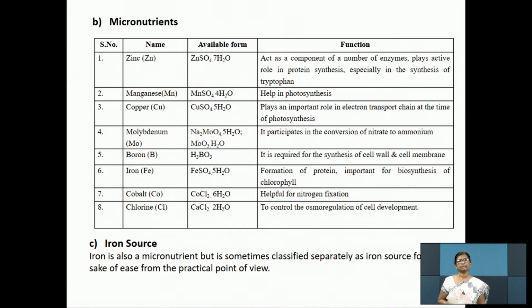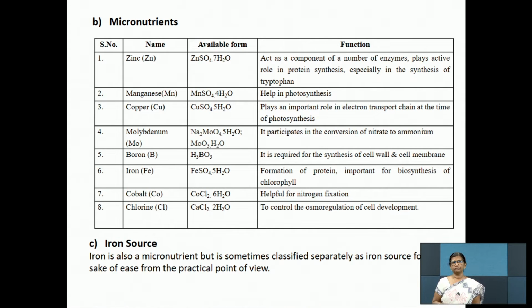And then copper, added as copper sulfate, plays an important role in the electron transport chain at the time of photosynthesis. Then molybdenum, added as sodium molybdate, participates in the conversion of nitrate to ammonium. Then boron, added as boric acid, is required for the synthesis of cell wall and cell membrane.